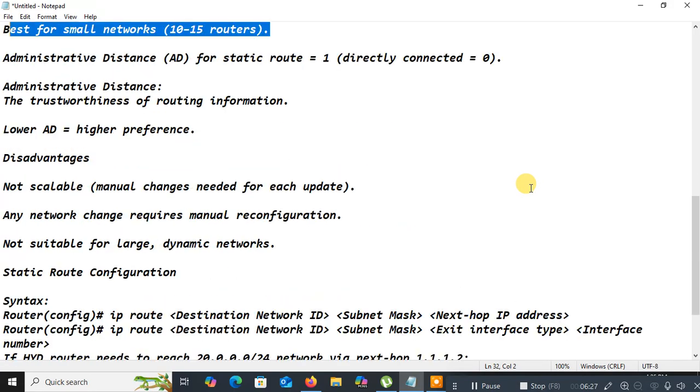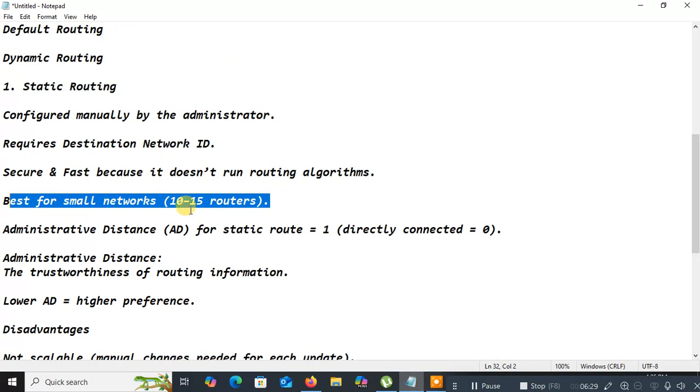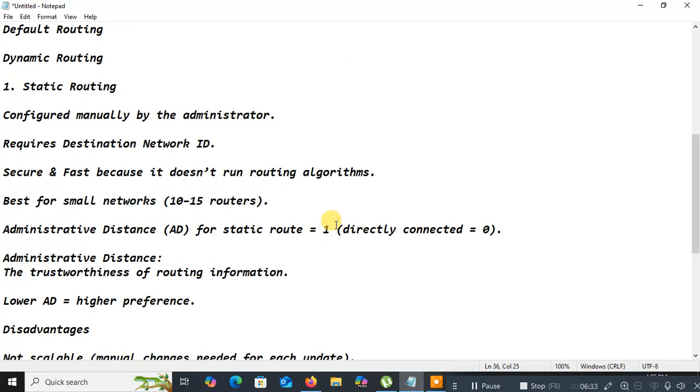Understood? So what is the administrative distance for the static route? It is 1. For directly connected interfaces, when the router is directly connected, what is the administrative distance? It is 0, whereas the static route administrative distance is 1.